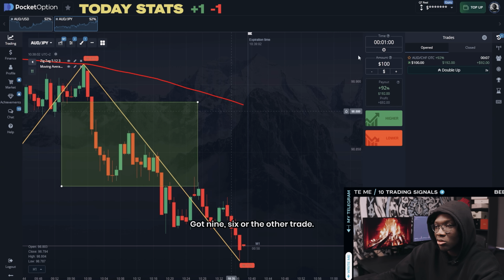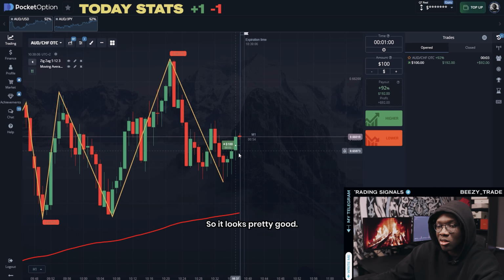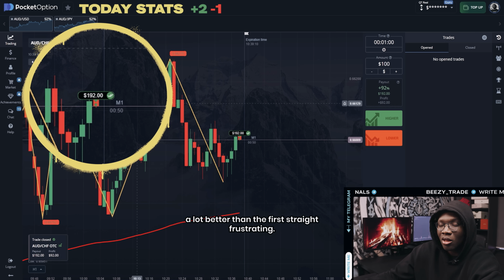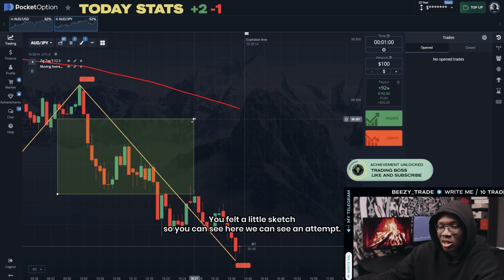Got 9 seconds on the other trade. Let me go on here, so I'll come back and explain that. So it looks pretty good. So that's 2 for 2. This feels a lot better than the first trade. First trade really felt a little sketch.